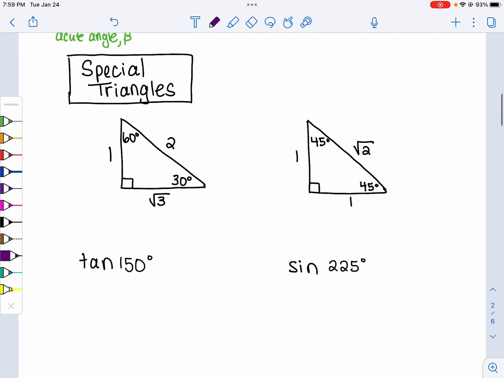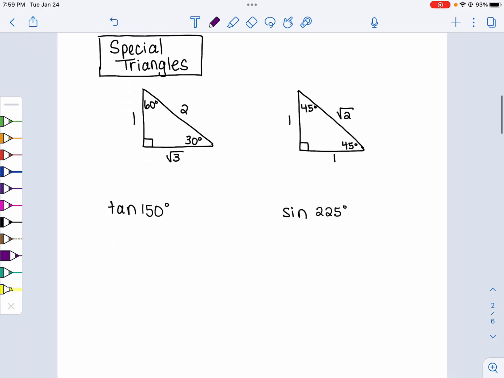Okay, let's just talk quickly about special triangles. So we learned 2 special triangles, which you should memorize. The 30, 60, 90 and the 45, 45, 90 triangles. And this is what they look like. So let's just show how you could find what tan 150 is equal to.